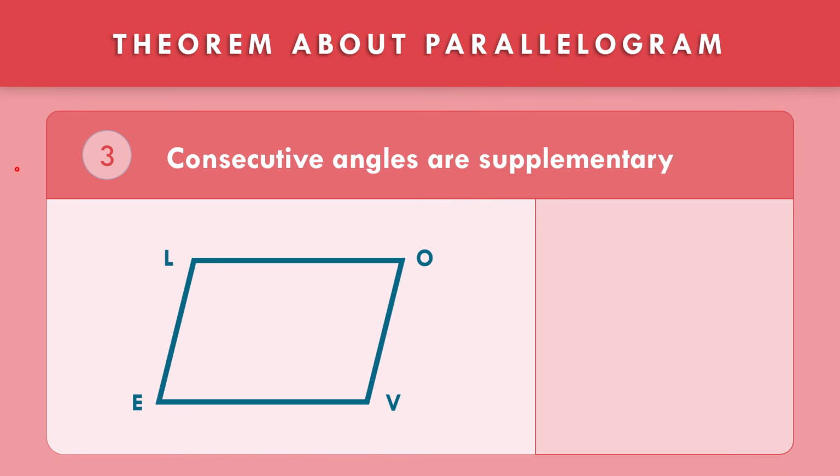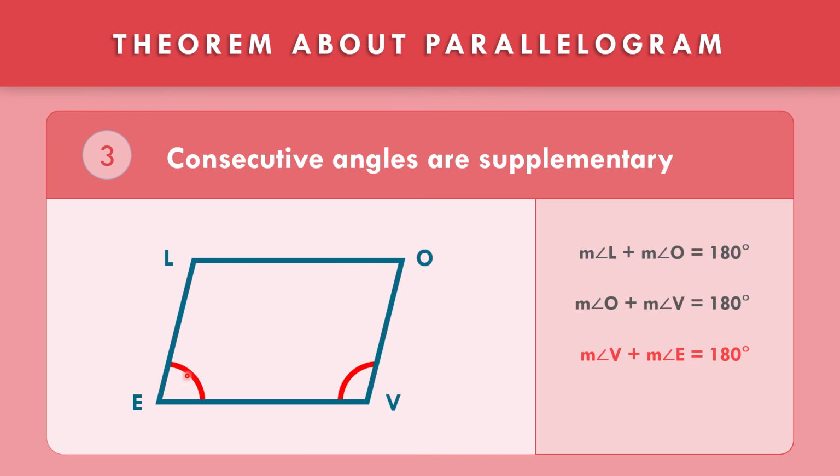Third, consecutive angles are supplementary. So it means the measure of the angle L plus the measure of the angle O is equal to 180 degrees. Another, the measure of the angle O plus the measure of the angle V is also equal to 180 degrees. The measure of the angle V plus the measure of the angle E is equal to 180 degrees. The measure of the angle E plus the measure of the angle L is equal to 180 degrees, because consecutive angles are supplementary.